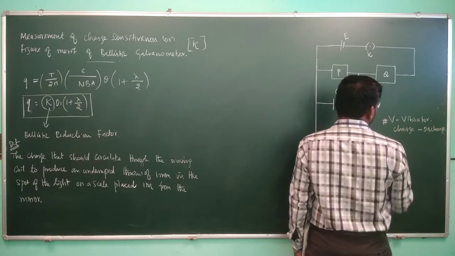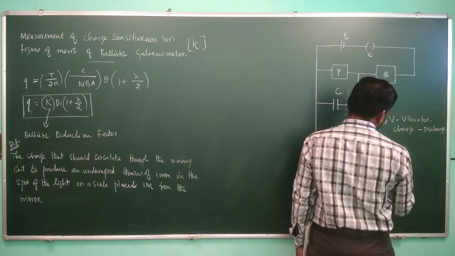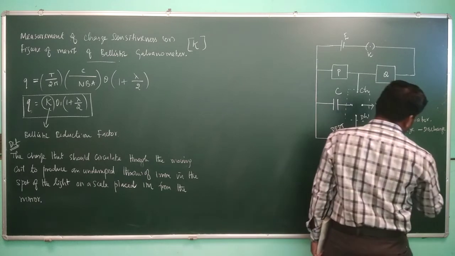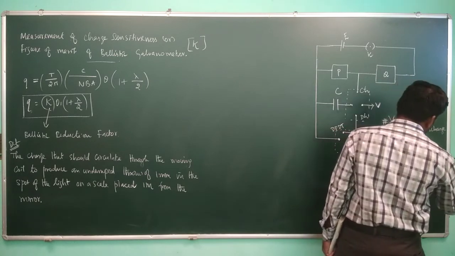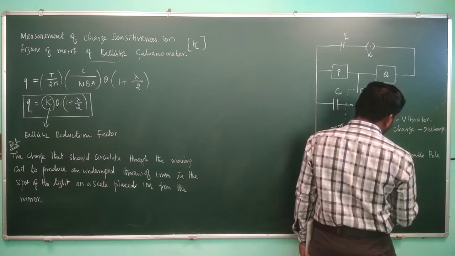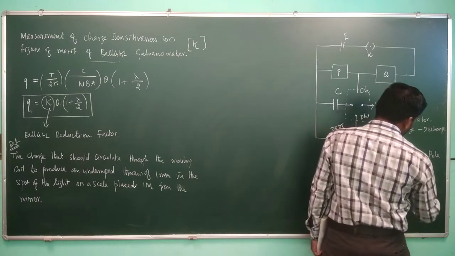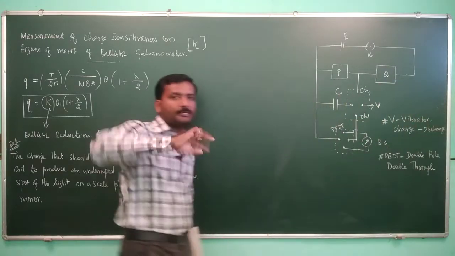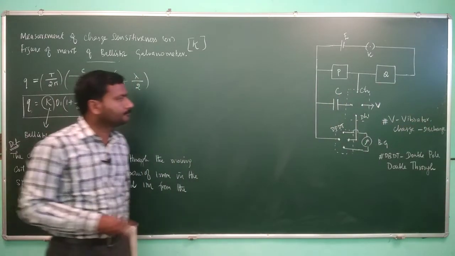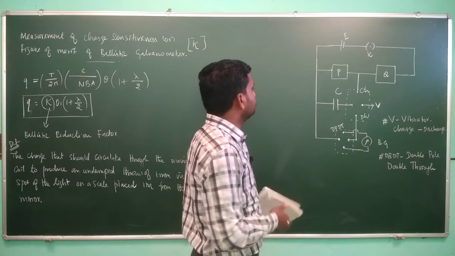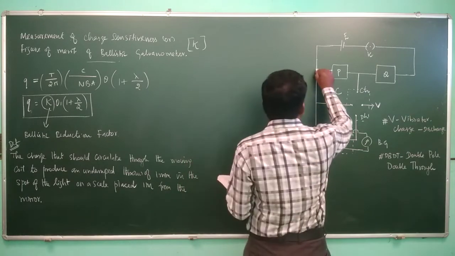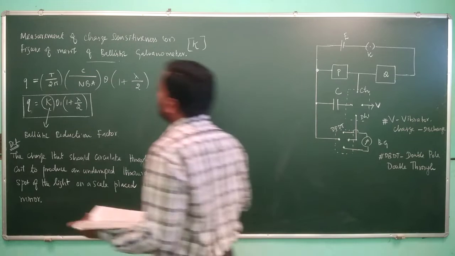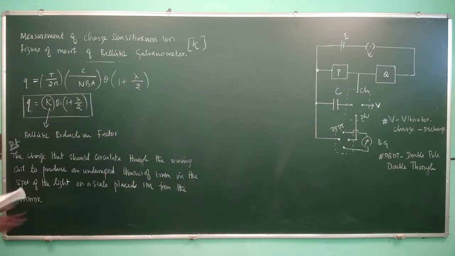Okay, another one is the DPDT switch. The expansion is double pole, double throw. It is used to change the polarity of the input. So this is the experimental setup that is used in order to measure the charge sensitiveness of the ballistic galvanometer.